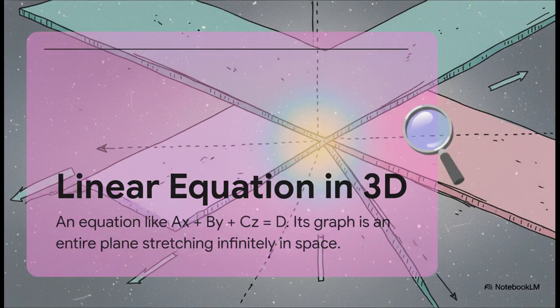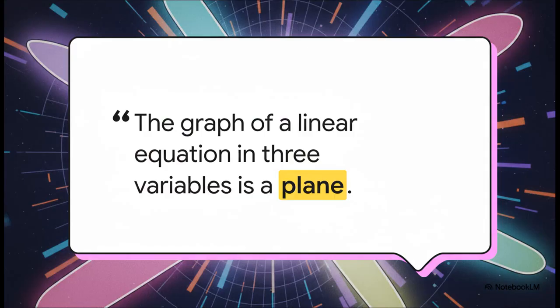Okay, so what does this look like mathematically? Well, it looks like this, an equation with our three variables, x, y, and z. Now, the absolutely crucial thing to get here is that the graph of this equation is not a line. Not at all. It's an entire flat plane that stretches on forever through space. This is probably the biggest mental leap we've got to make today. Yeah, just let that sink in for a second. The graph of a linear equation with three variables is always a plane, every single time. That is the fundamental rule for everything that's coming next.